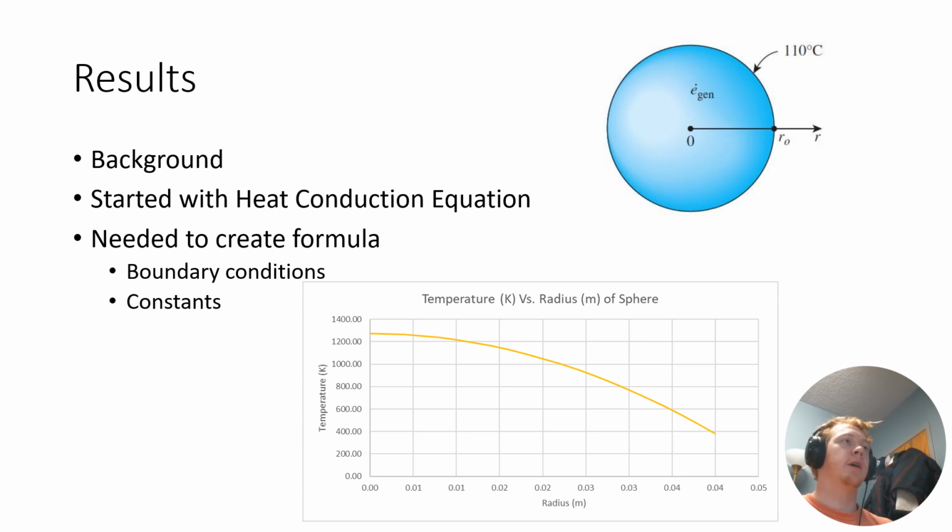I had two boundary conditions. Boundary condition 1 was the surface temperature equal to 383 degrees Kelvin, and boundary condition 2 was the temperature at the radius of the sphere equal to 0.